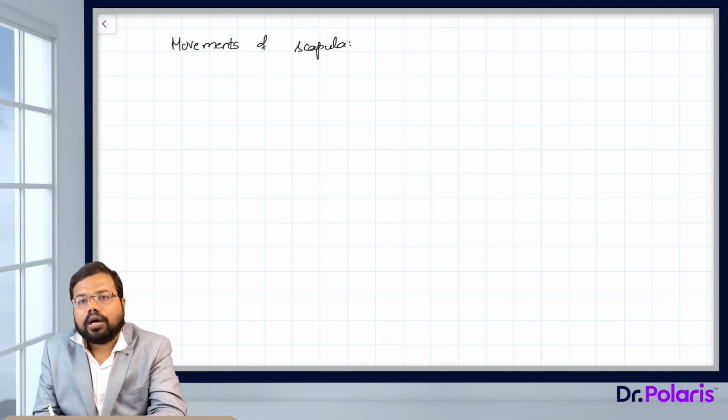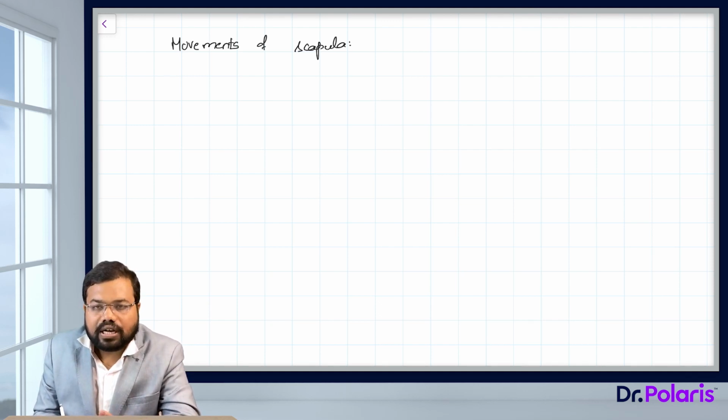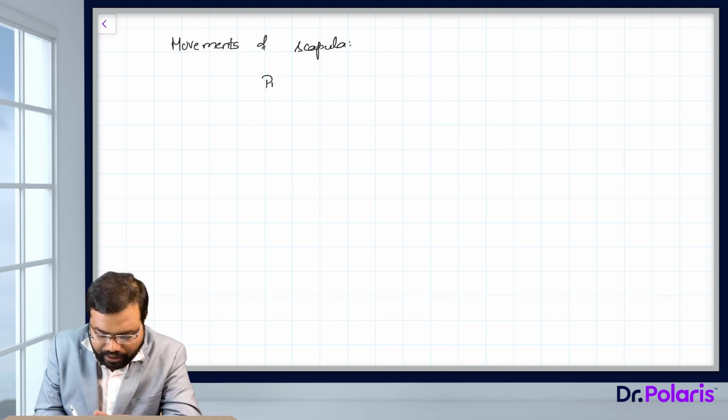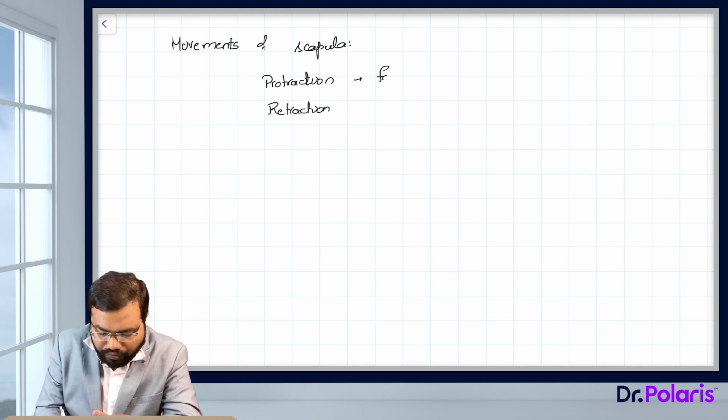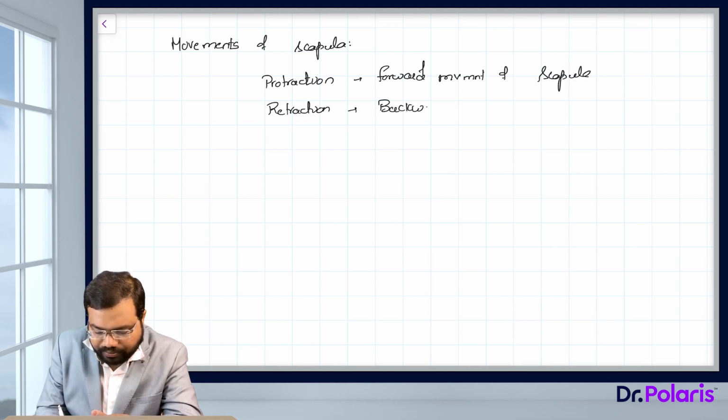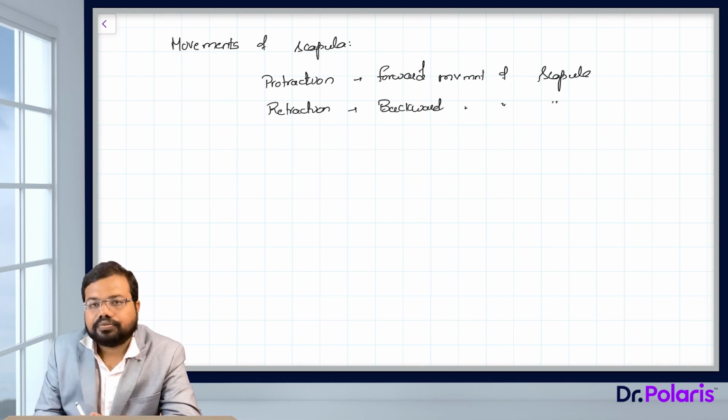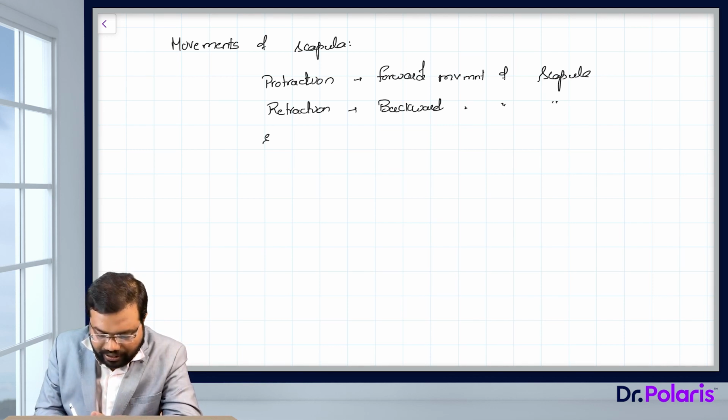So in the movements of scapula, what are the movements? First, one is protraction, where there is forward movement of the scapula. Another is retraction, where there is backward movement of the scapula. Elevation is rising of the scapula above.